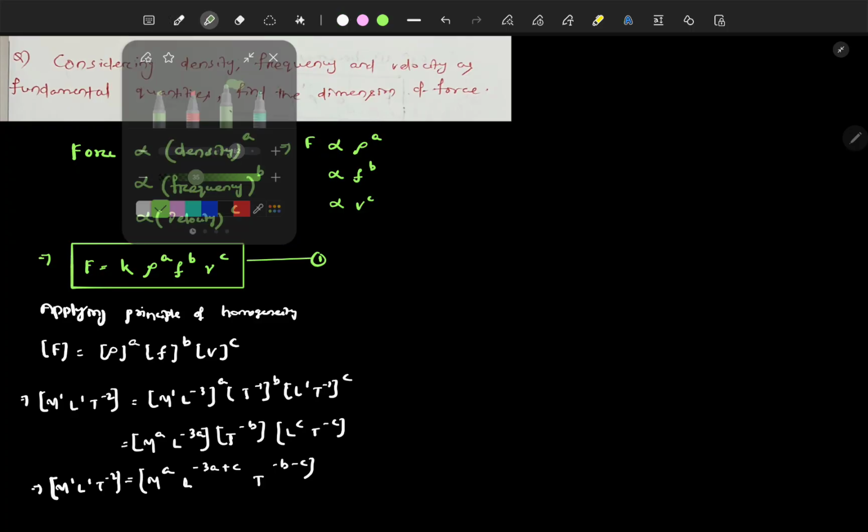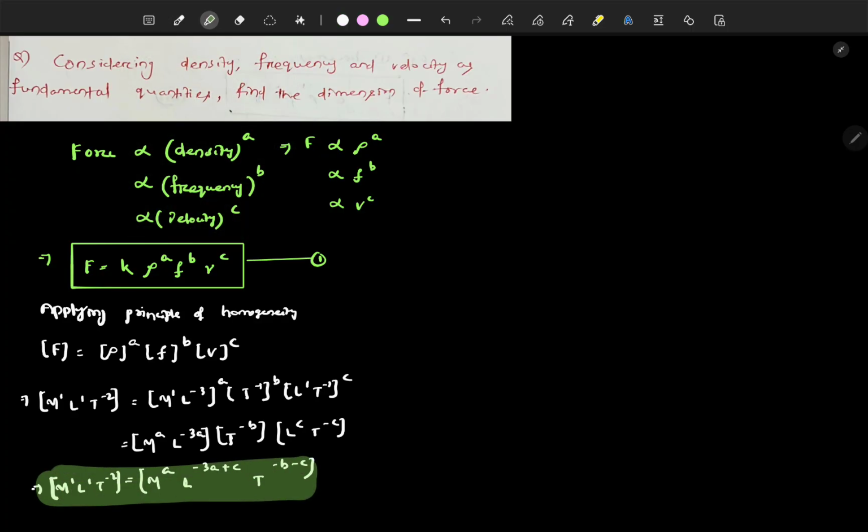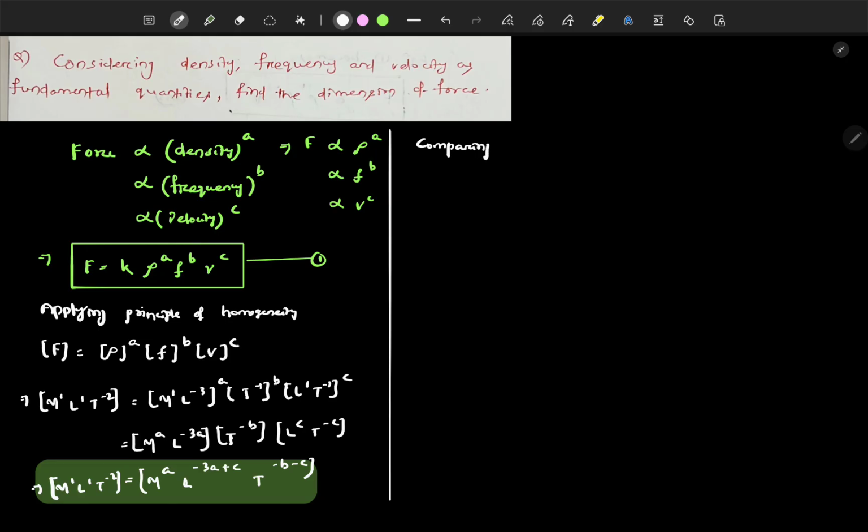Now we have to think about this equation. What we have to write? Comparing both sides we will get, a is equal to how much? a is equal to 1. In LHS m power 1 is there, in RHS m power a is there, so a is equal to 1. Then minus 3a plus c is equal to 1, and minus b minus c is equal to how much?